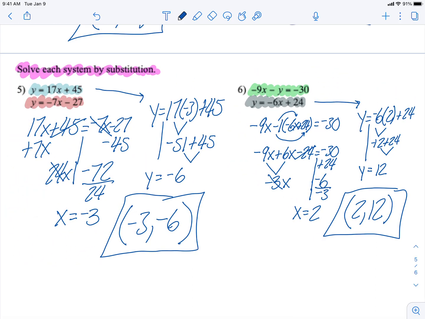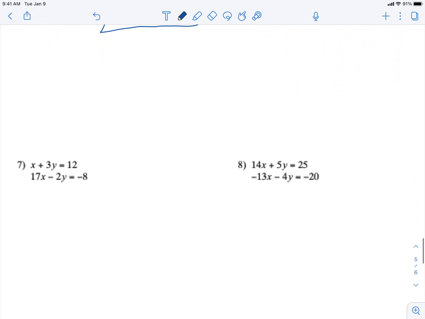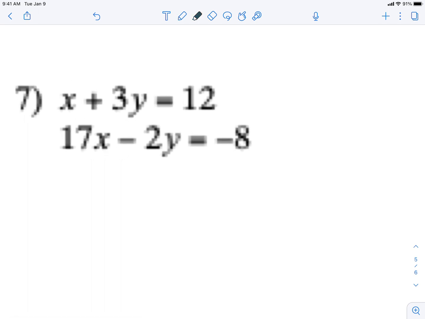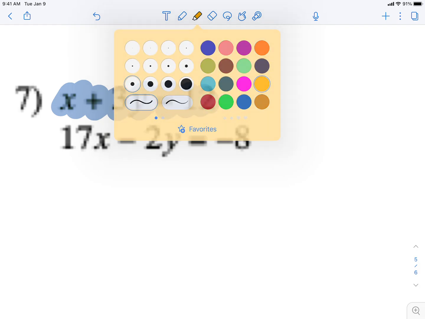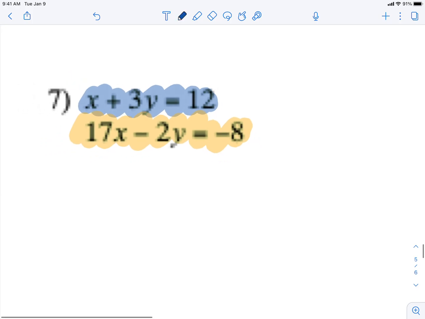There you go. Okay, 2 more to go. All right, number 7 here. So let's see, the dilemma that I'm dealing with here is with my blue equation and my yellow, or orange, equation, is I have to get one of these variables by itself. Well, look at x is already by itself, so what I'm going to do is recopy over the blue equation.